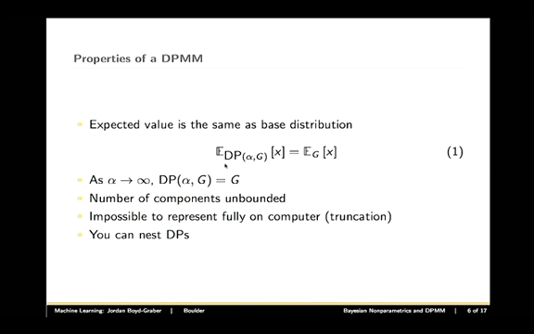Okay. So here are some properties of a Dirichlet process. So the expectation of x drawn from G, drawn from a Dirichlet process, or G prime, I guess I should say, is equal to the expectation from the original distribution. So this makes sense. You're using the Dirichlet process to change some distribution G, but the expected value will be the same.